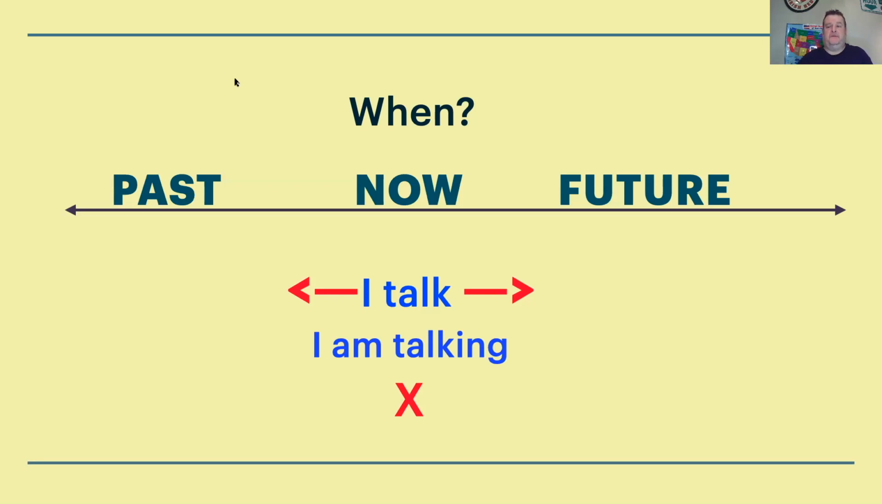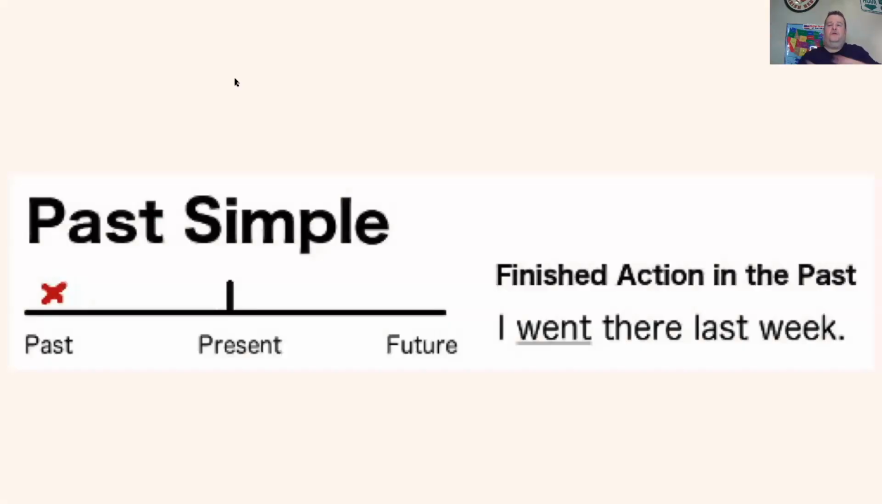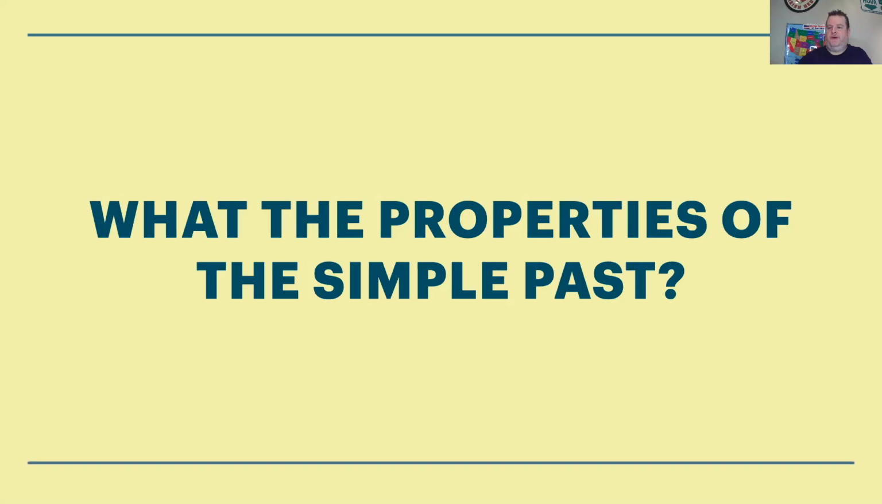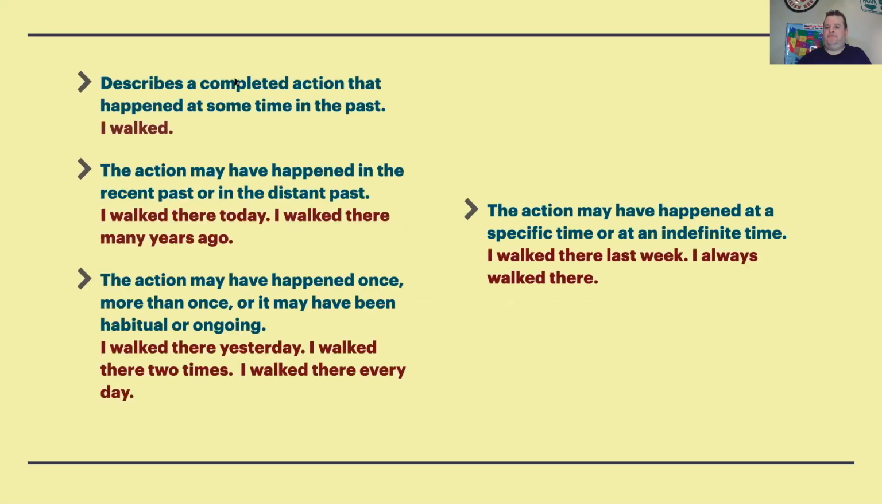Now, the simple past, it's going to be a little different. It's only in the past. It's over. It's no longer going on at the current time. Will it go on in the future? We don't know. We just know it happened in the past and it's over. So it represents a finished action in the past. It's going to be to the left on the timeline. Repeat after me. I went there last week. Great.